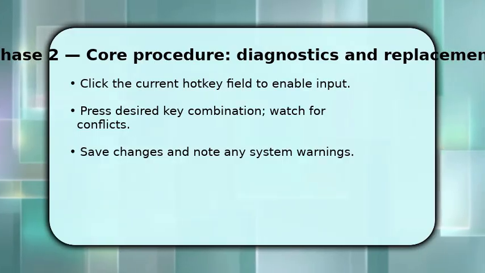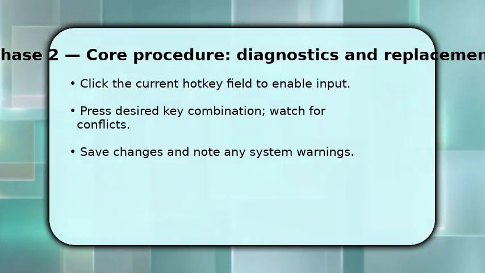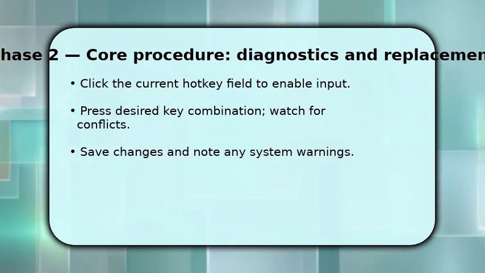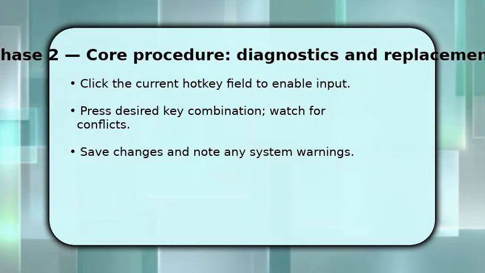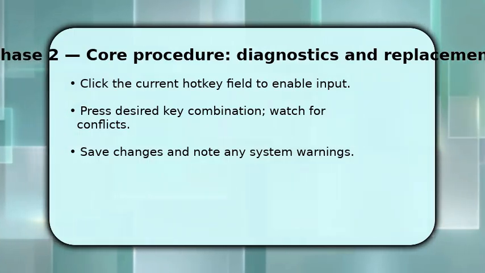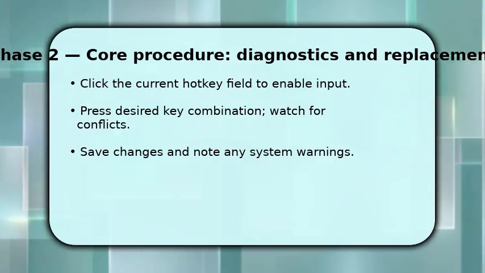Press the new combination you want, for example, Ctrl+Shift+9. You must choose a combo that isn't already used by another app. If Lightshot warns of a conflict, pick a different key or remove the other app's binding. Once you set it, click Save or Apply.